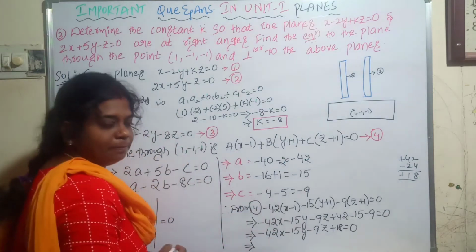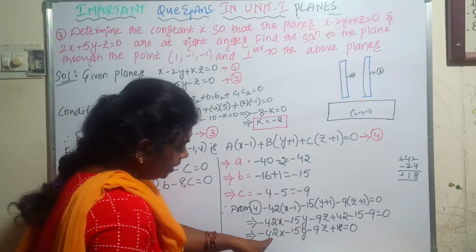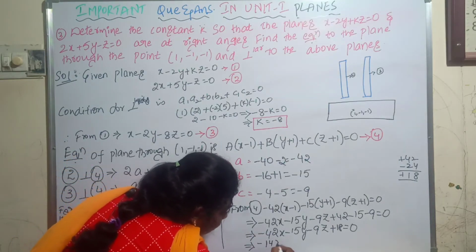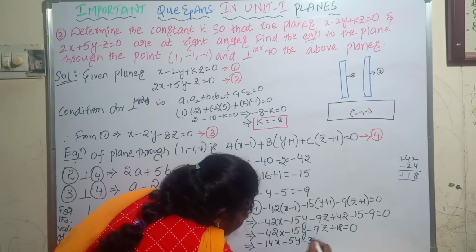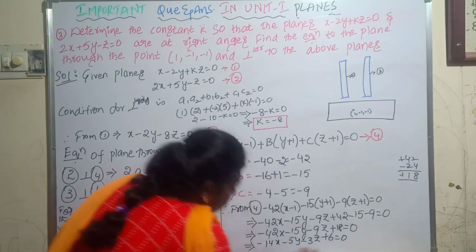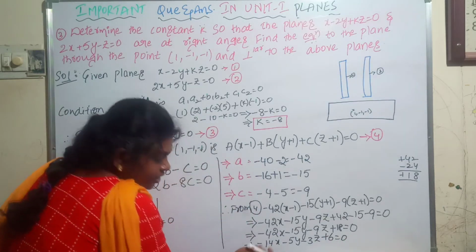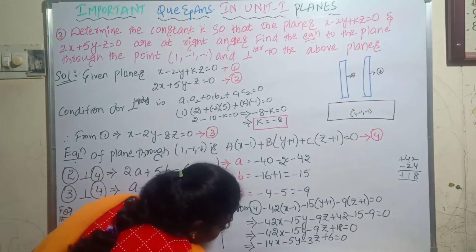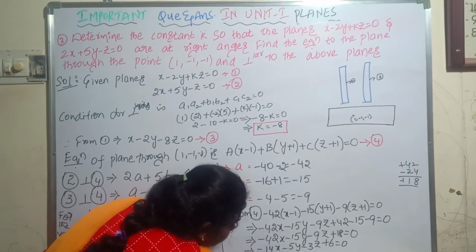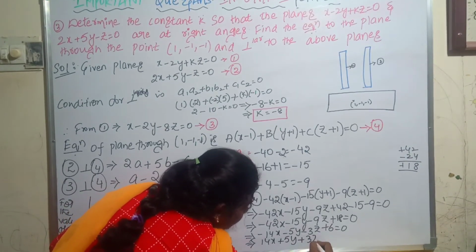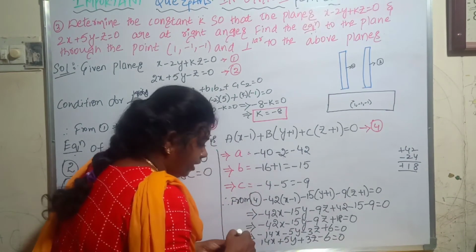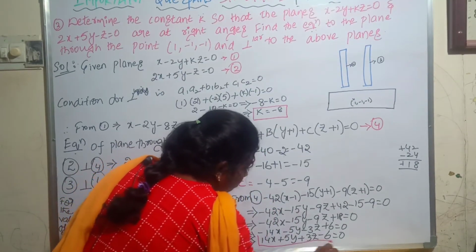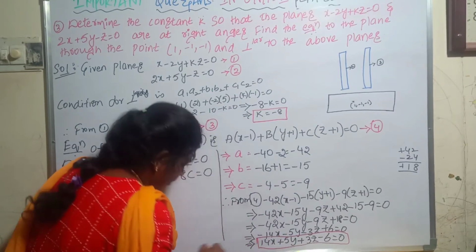That implies cancel with 3, so minus 3 1s, 3 4s, 3 5s, 3 3s, 3 16s. Because the coefficient of x is minus, multiply the whole equation by minus. It will become 14x plus 5y plus 3z minus 6 is equal to 0, which is the required plane equation.